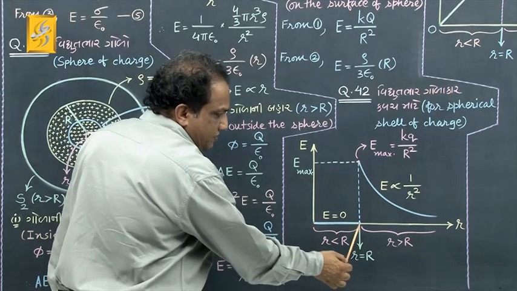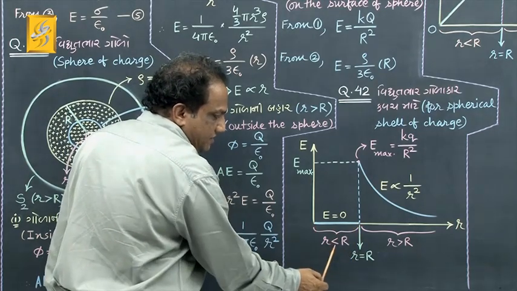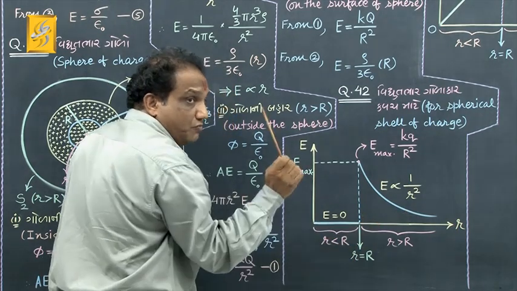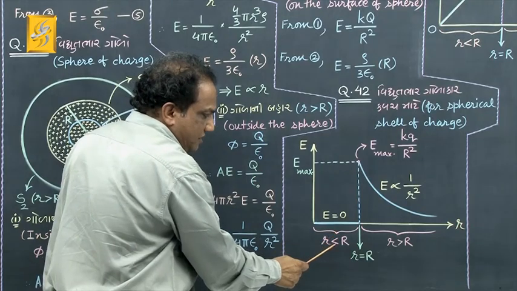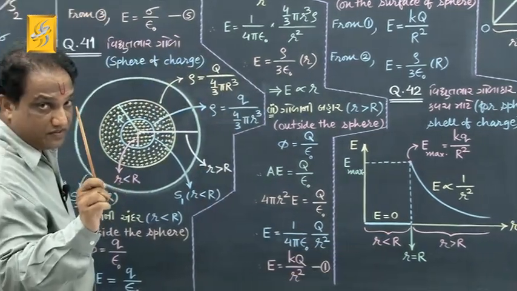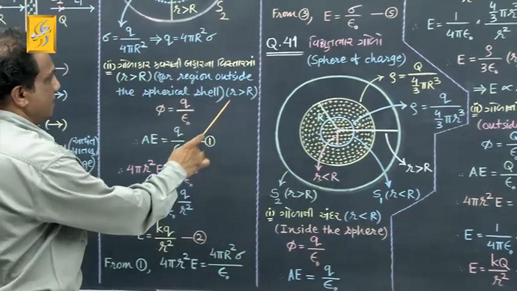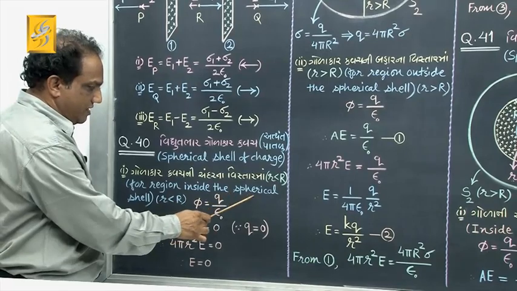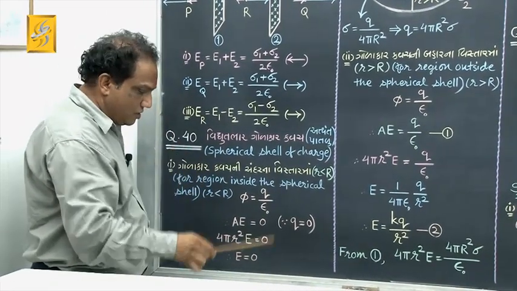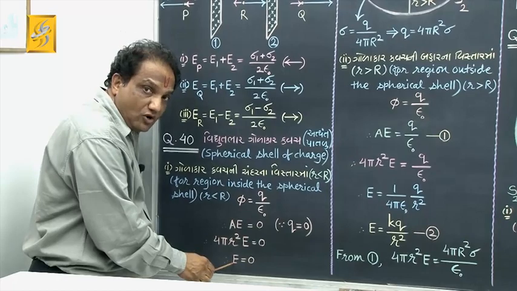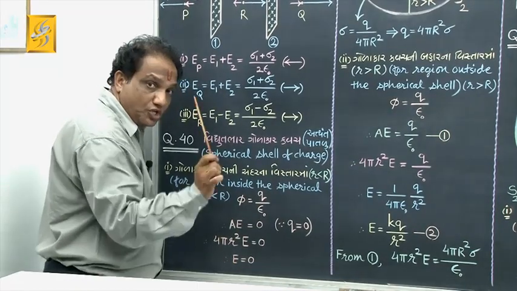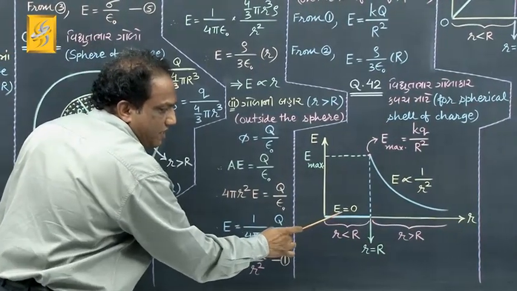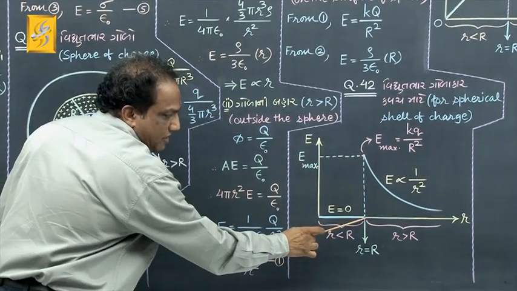When you are talking about this region, small r is less than capital R, because this value indicates r equals R. When you are on the left side, small r is less than capital R, you are inside the spherical shell of charge. At that time we had proved there is no electric field inside this shell of charge. So electric field was 0. Because in the inside region there is no electric field, I am writing E equal to 0, just put one horizontal line like this.